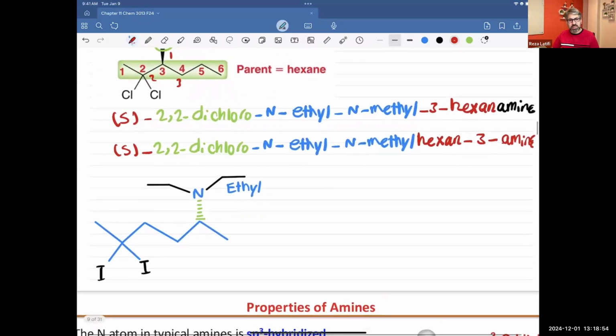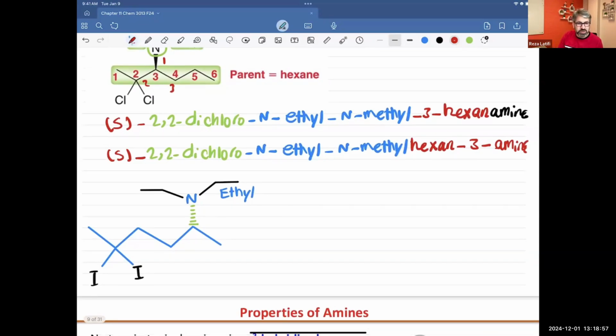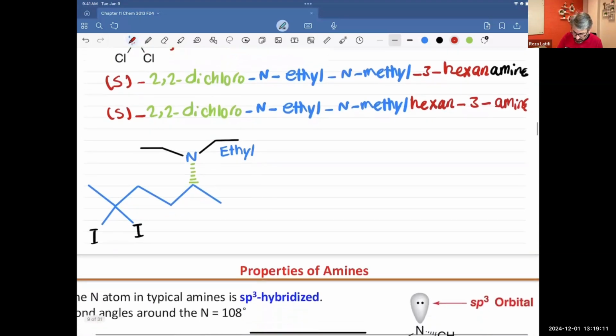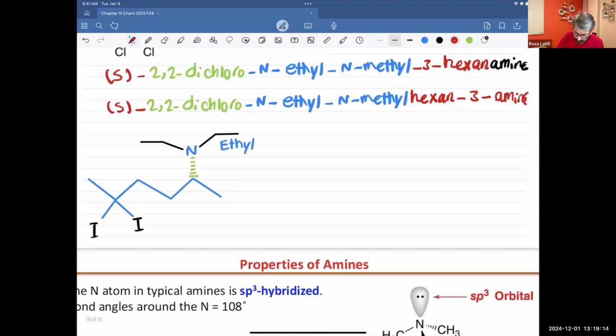Now let's practice this example and finish the lecture here. So this one, I have 2 groups attached to nitrogen, and they are identical. I have ethyl versus iodo. Ethyl will get priority over the iodo. And so the way I'm going to name this one, I go 1, 2, 3, 4, 5, 6. I start labeling from the right side because it's closer to nitrogen. I have an amino group.